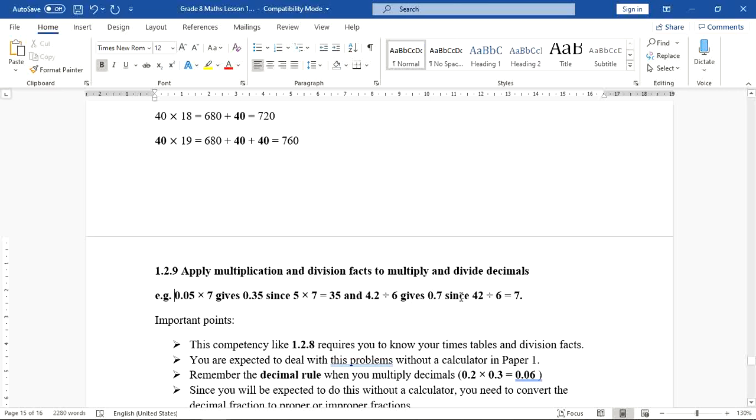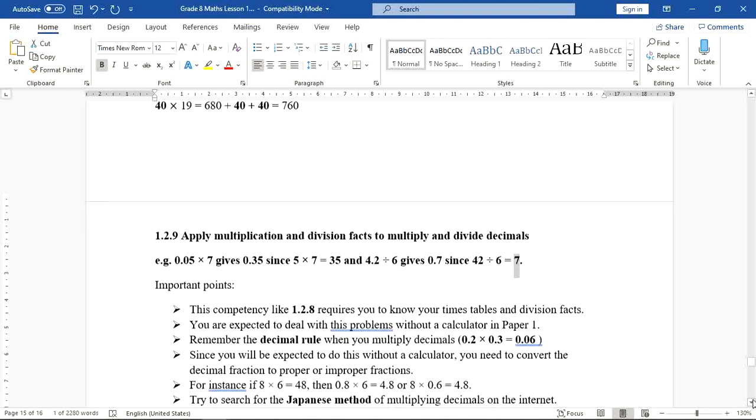Okay, so the same thing with division. So let's say we want to find out 4.2 divided by 6, which will give us 0.7. What do we know? We know that 42 divided by 6 will give us 7. So since this was divided by 10, so this is like a 42 divided by 10, we should also divide our answer by 10 to get 0.7. Or otherwise, we can go back to grade 7 and remember what we were told there.